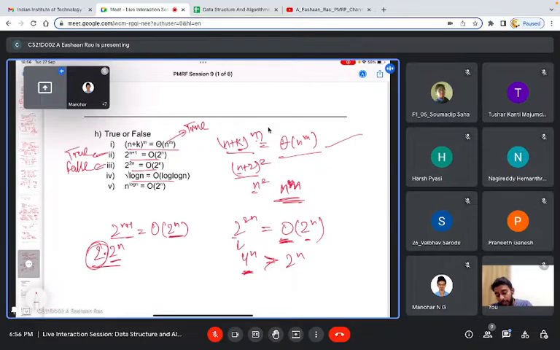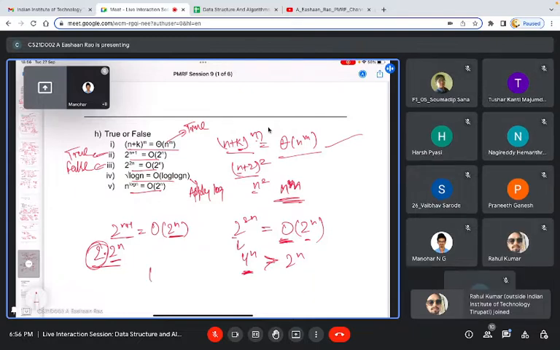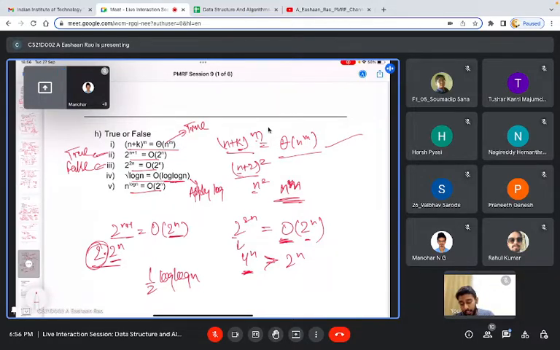Similarly, for the other functions, you can try it out. I will share this when I upload the file. But if you still want, we can try it out here. Okay, so log n: if you apply log here, it will be half log n. And here log n is already there, right? So in this case it should be true.